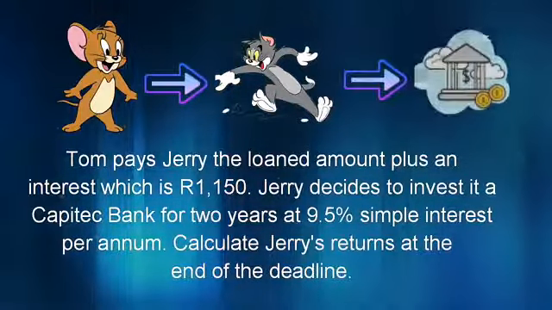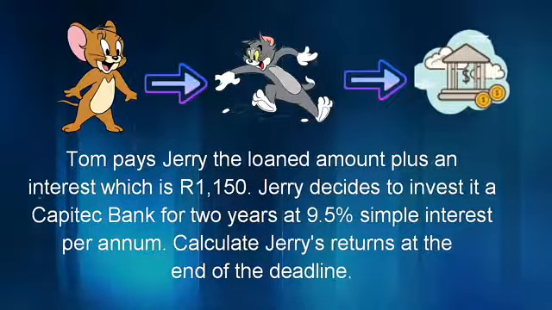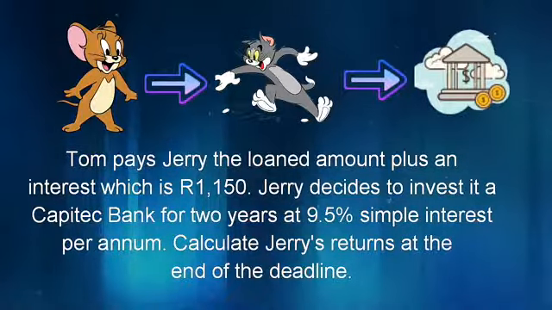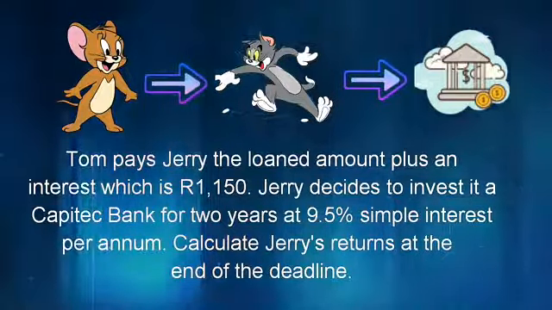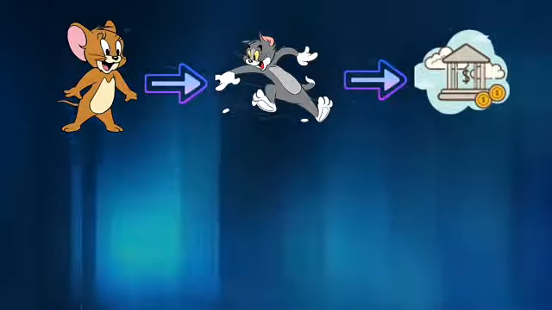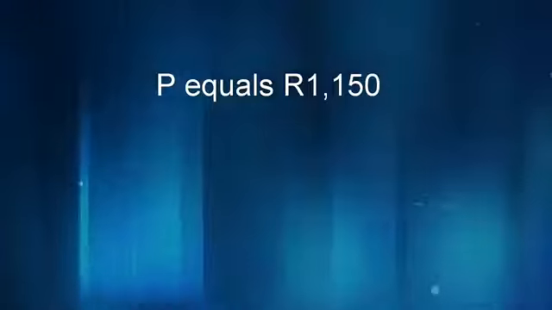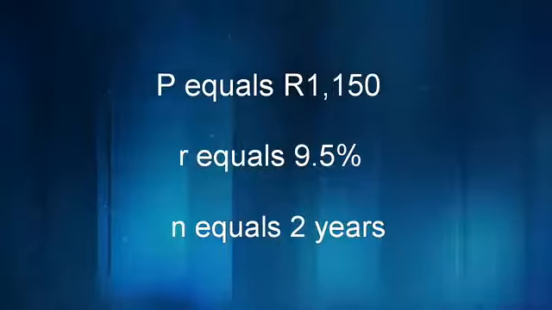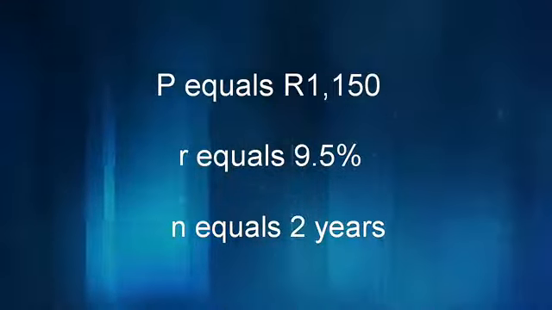Example 2 states that Tom pays Jerry the loaned amount plus interest, which is 1,150 rands. Jerry decides to invest it at Capitec Bank for 2 years at 9.5% simple interest per annum. Calculate Jerry's returns at the end of the deadline. Now here, the amount that Jerry decides to invest is 1,150 at an interest of 9.5%, and the deadline is 2 years, which is our payment interval.